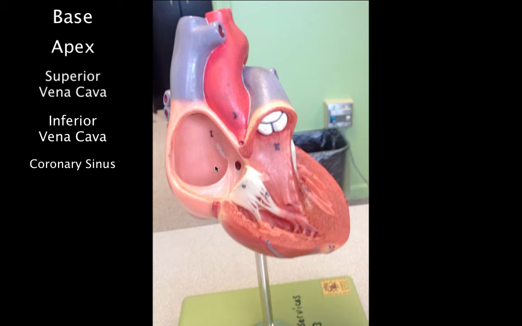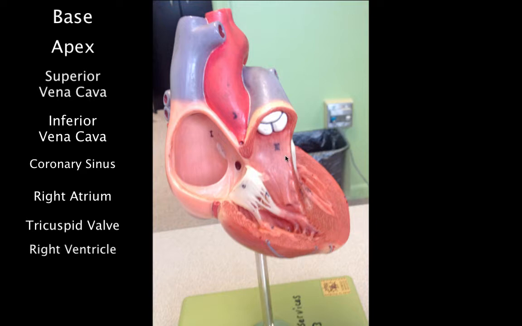Next, please name this chamber of the heart. Okay, that's going to be the right atrium. Name this valve right here. Okay, that's going to be the tricuspid valve. Name this chamber right here. That's going to be the right ventricle.